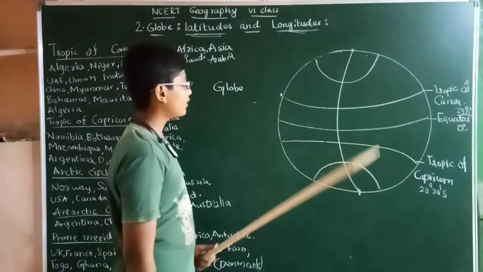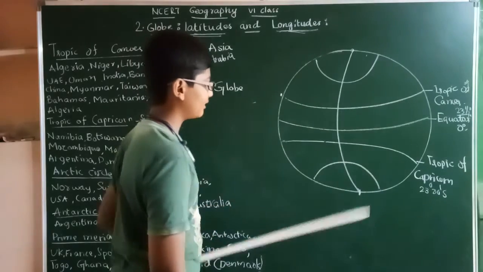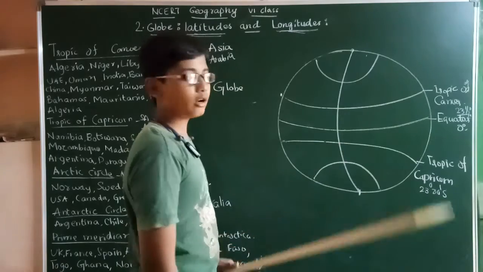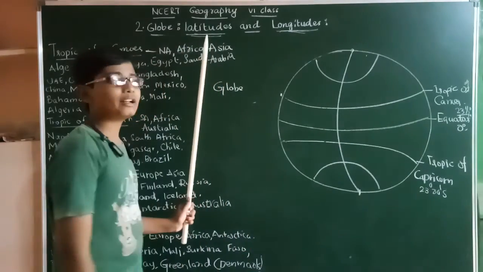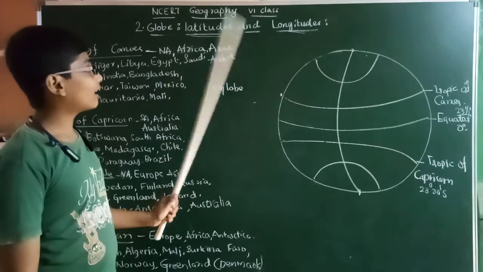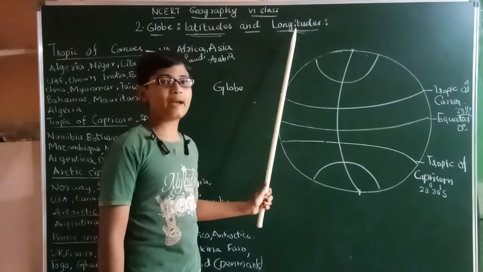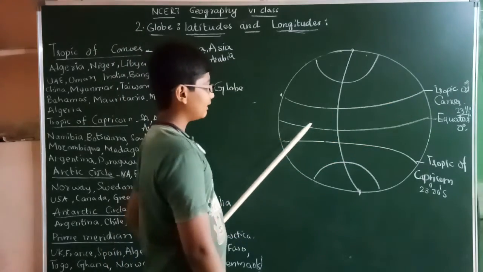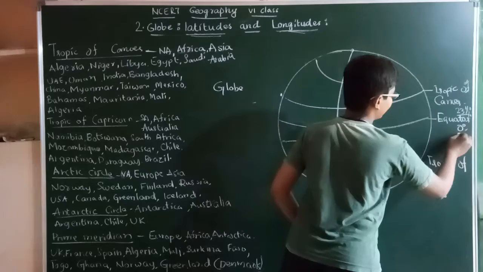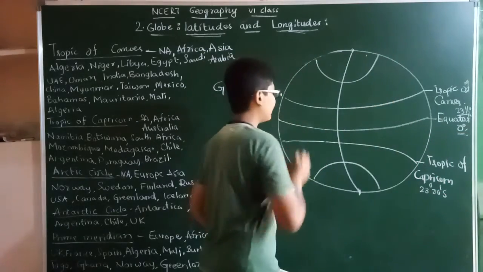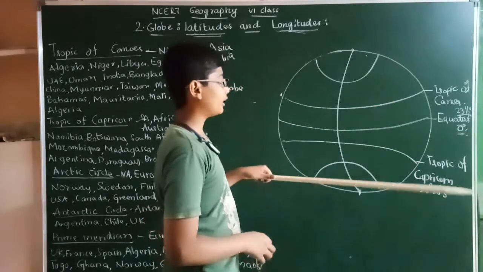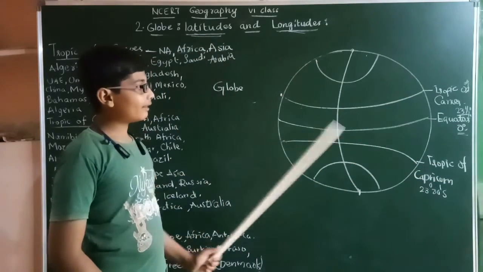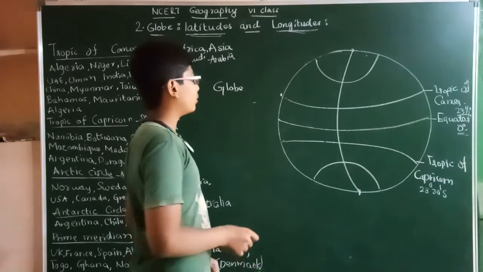Now, let's think this is a globe, and these are the important latitudes and these are the important longitudes. What are latitudes? The imaginary horizontal lines are called latitudes, and longitudes are imaginary vertical lines. Now let's see some important latitudes. First, this is the Equator. The Equator is 0 degrees because this is the middle line of the earth. This is an important latitude because the Equator divides the earth into two equal parts.